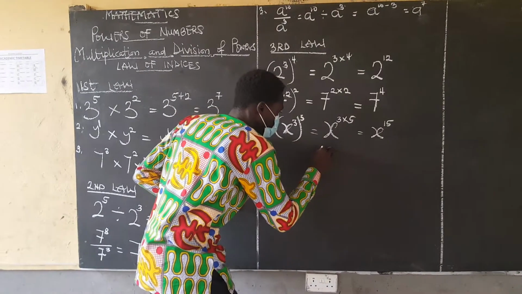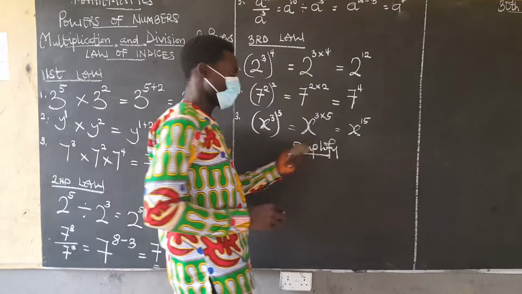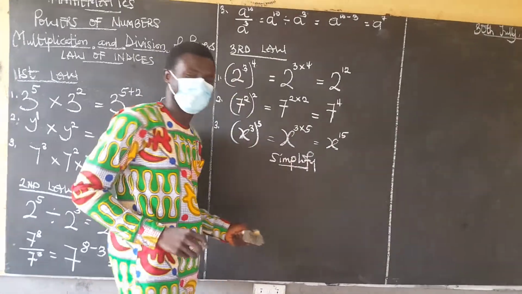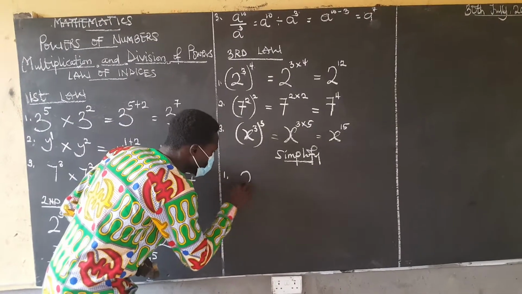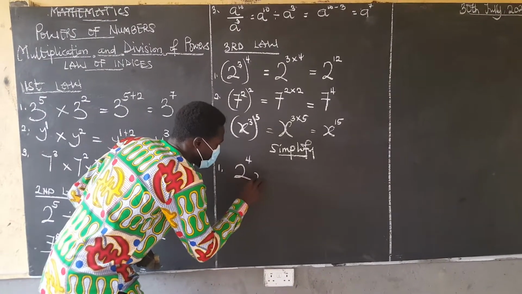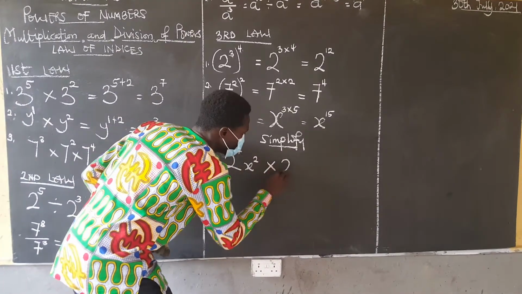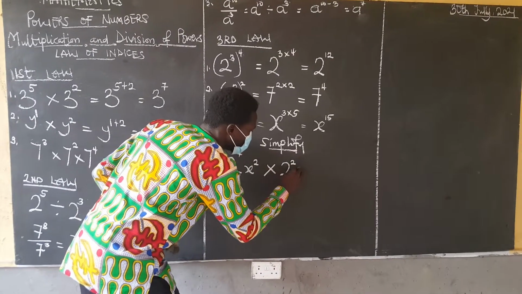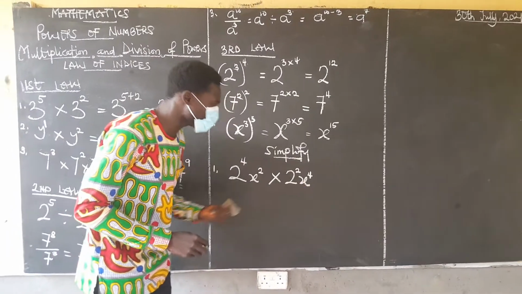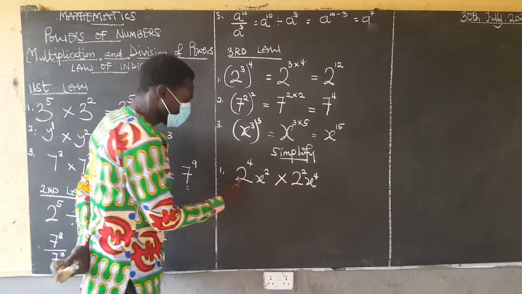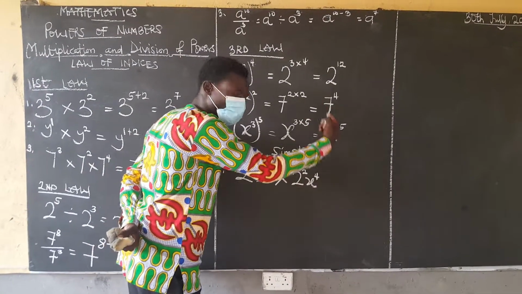Let's say a simplification question says, simplify. The most popular word in mathematics, simplify. Let's say we have to simplify 2 raised to the power 4, x raised to the power 2, times 2 raised to the power 2, x raised to the power 4. When you look at this, 2 has been raised to the power 4, and this same 2 again has been raised to the power 2.